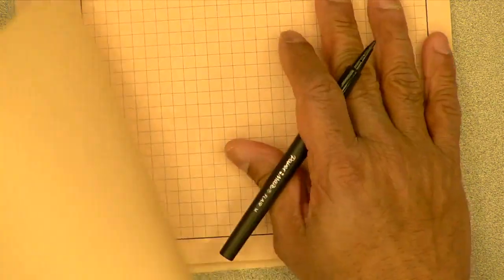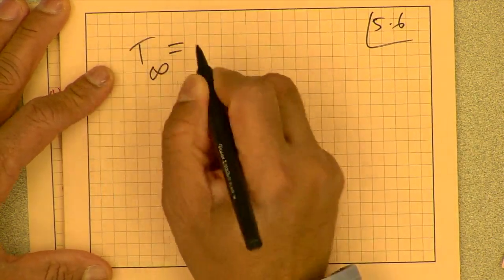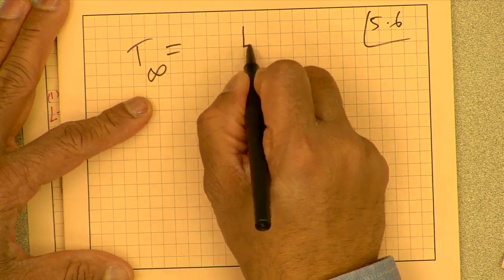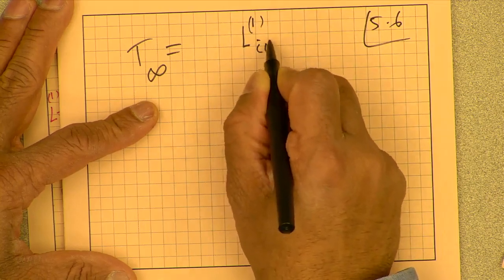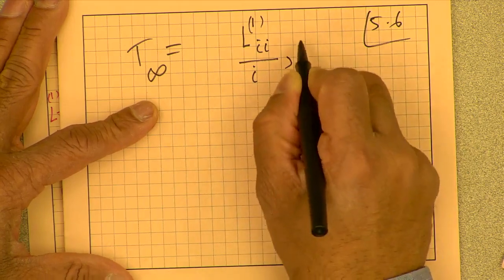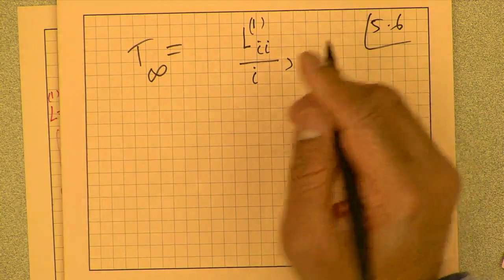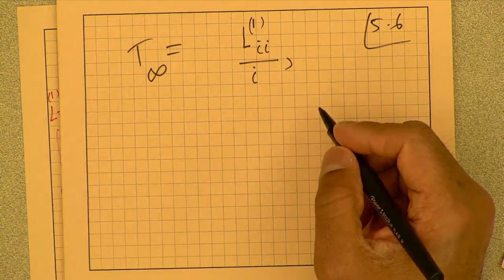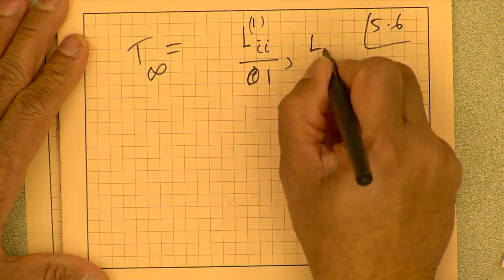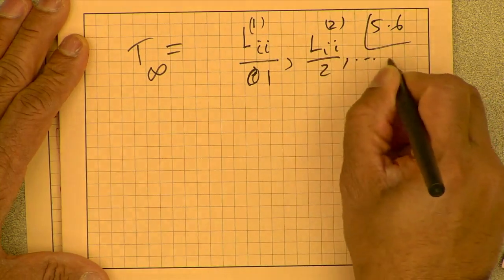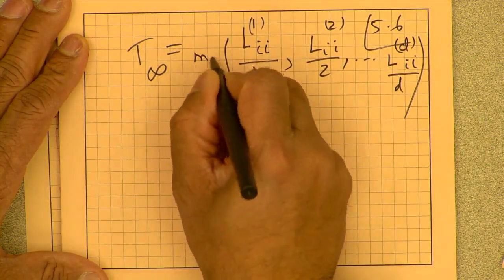So finally, the iteration period bound is defined as L1 by 1, L2 by 2, up to LD by D, maximized over all i.